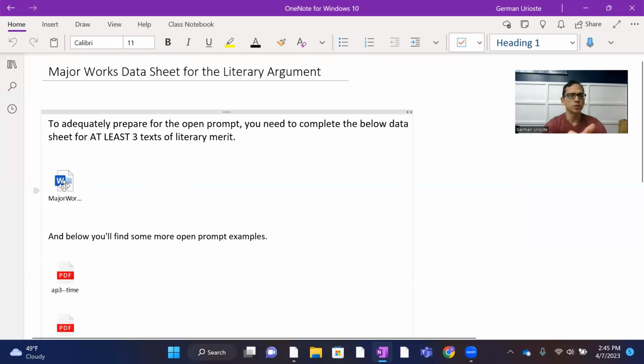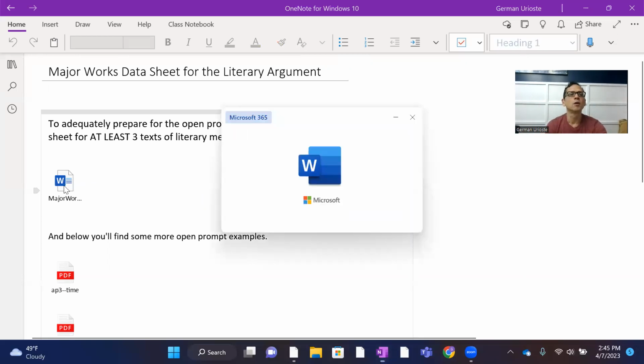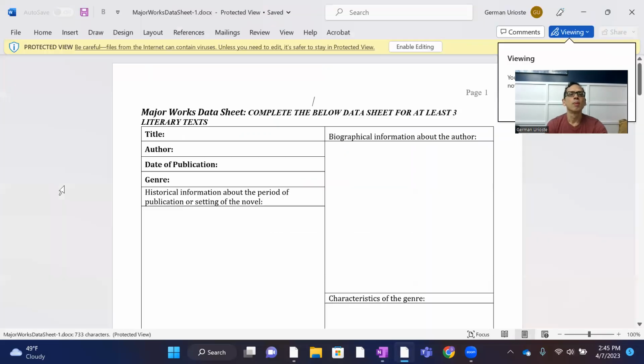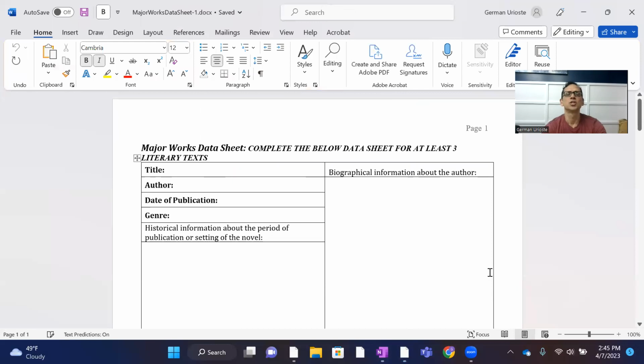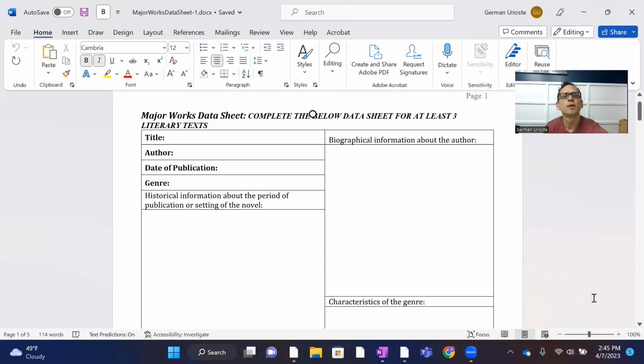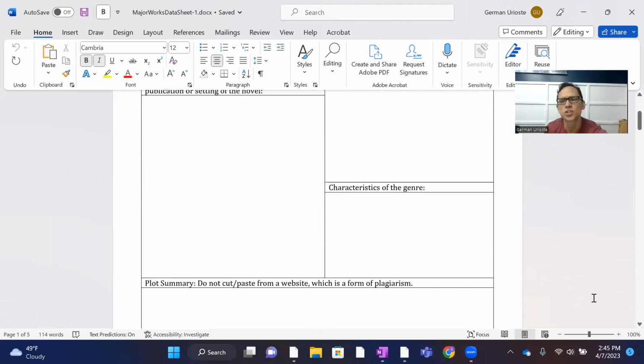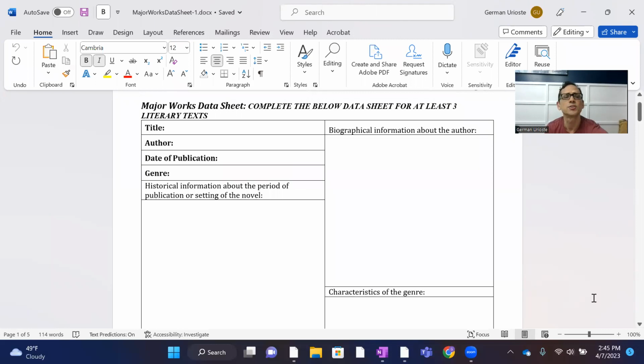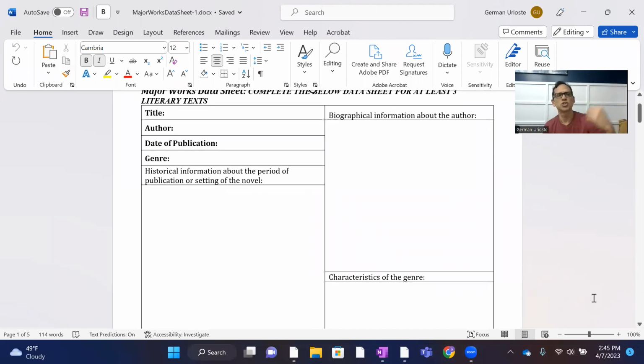To that end, I've included this Word document, the major works data sheet, right? And I suggest that you spend some time doing this for 3 books. For 3 books, you do this forward, right? So you go through this first page. You don't spend too much time on it, right? It's not the most essential, but obviously author and title, date of publication, right?